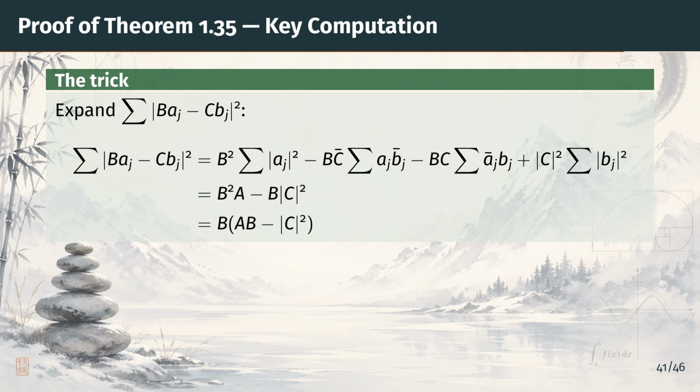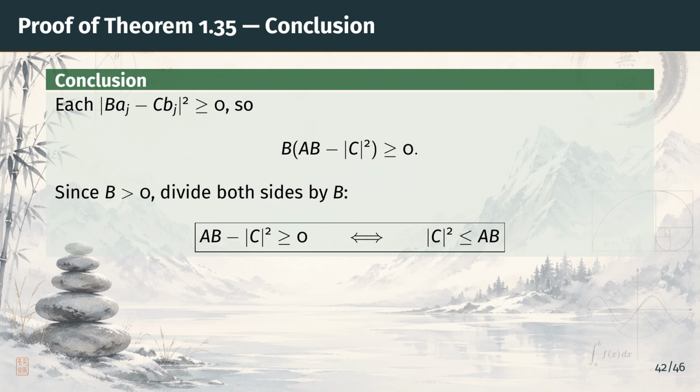Now we can finish the argument. The endgame is clean. The entire sum is non-negative because each term is a squared absolute value. Since b is positive, we can divide it out, and the inequality falls straight out.